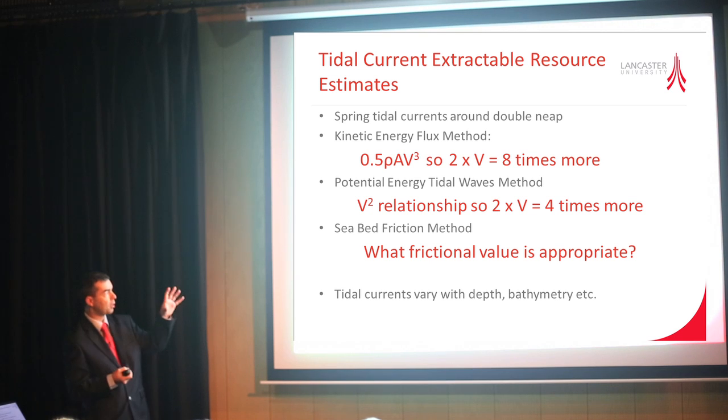If we apply the equation in terms of wave power, we have a v squared relationship. So with this spring neap cycle, rather than being 8 times variation, we've got 4 times variation.